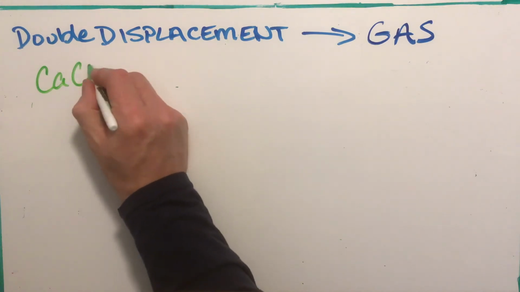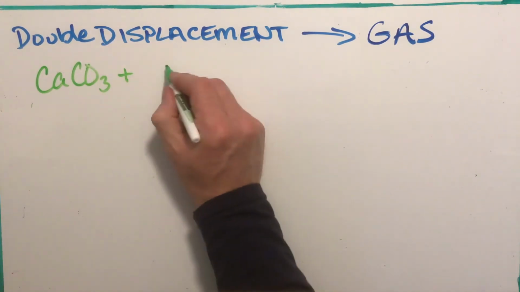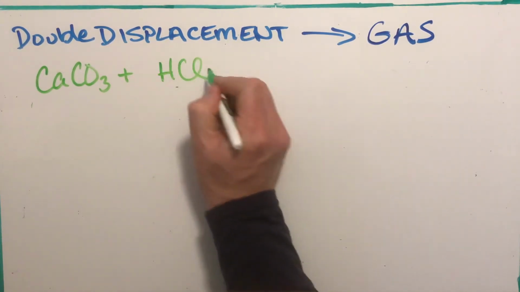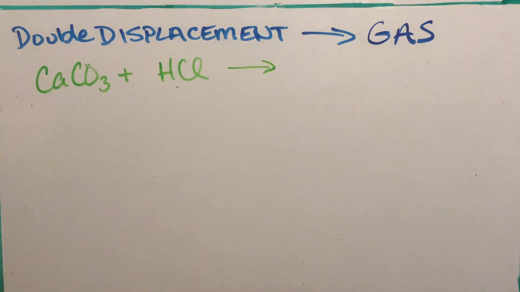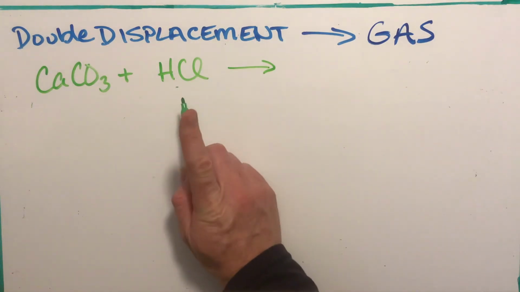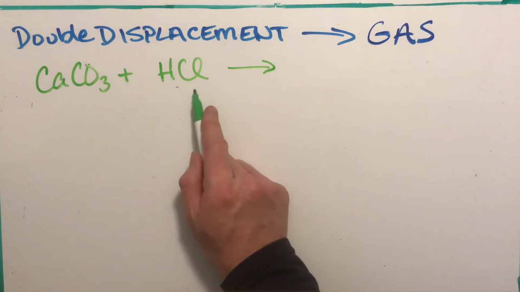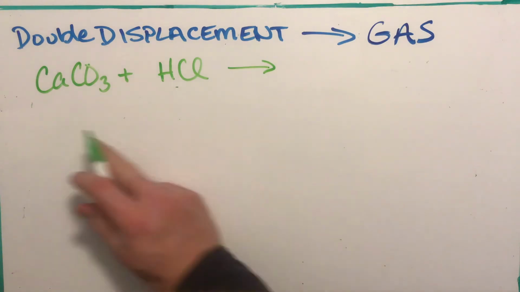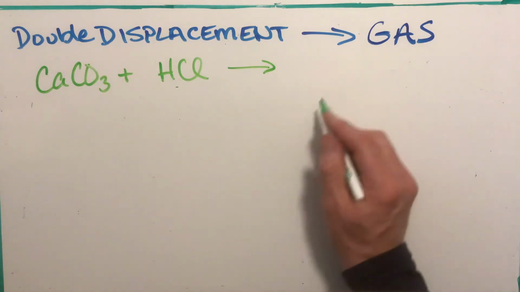Calcium carbonate plus HCl, hydrochloric acid. All right, so we've got calcium carbonate, a salt, and here's an acid. The acid is going to be key here, so follow that. All right, so calcium carbonate and hydrochloric acid.